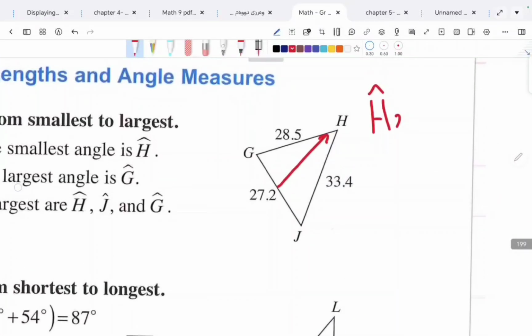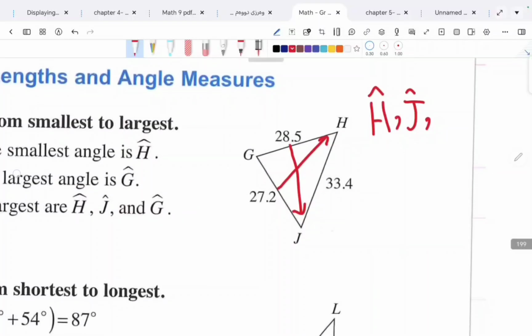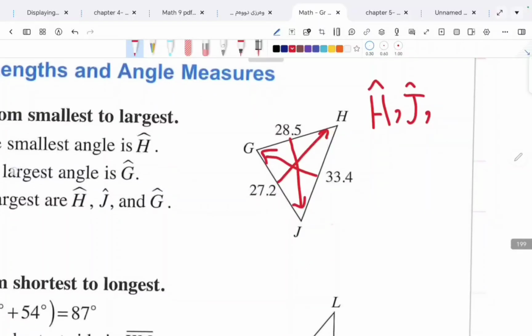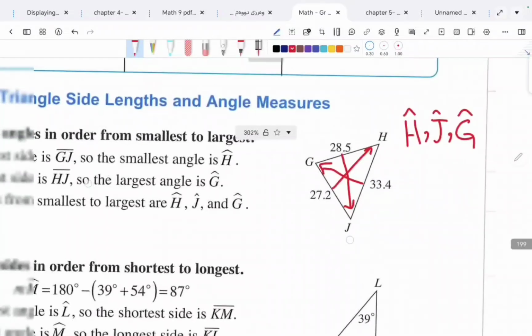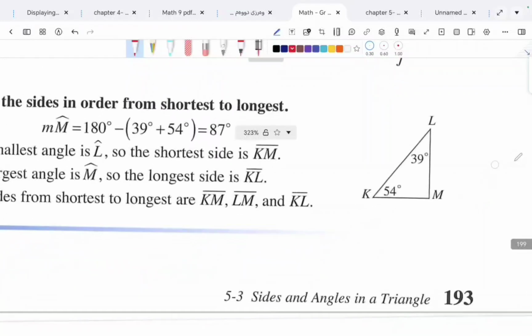After H, we have what? 28.5, which is opposite to J. Then 33.4, it's opposite to G. So it's in order, okay? But if the angles are given, you have to order the sides.